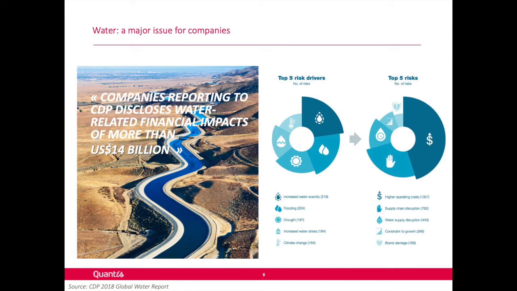According to the CDP, companies report financial impacts of more than $14 billion every year, which are related to water. And it's not about future risks and prognostics, it's really happening today. The key drivers are physical water risks, such as lack of water or too much water due to extreme weather events, which will become more severe even in the years to come, which can have a direct impact on the operational cost and also disturb supply chains.